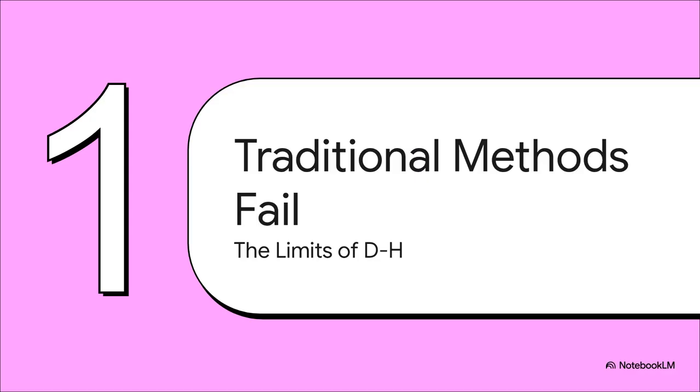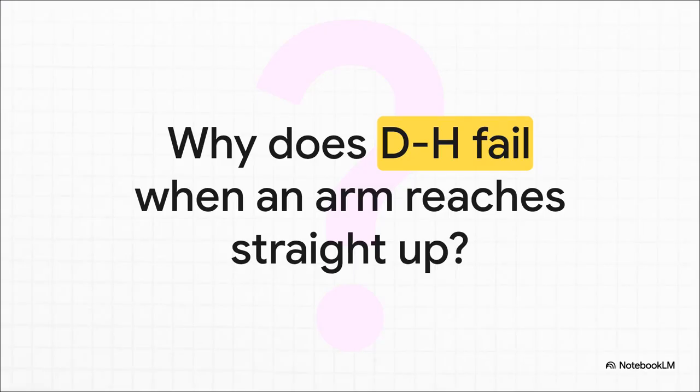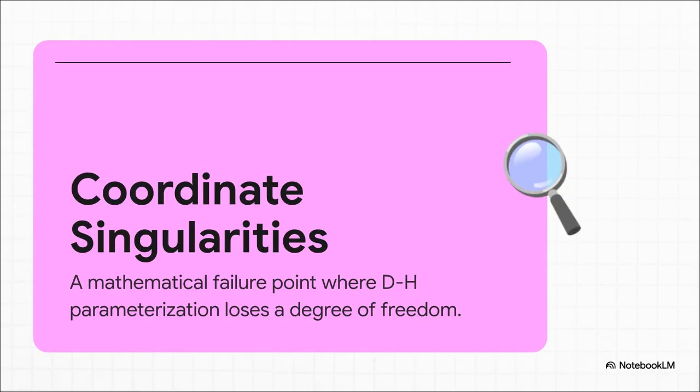Section 1. When traditional methods fail. To really establish the stakes of this engineering problem, let's look at a classic scenario that absolutely haunts engineers. Why does the traditional Denavit-Hartenberg, or DH method, completely fail when an arm reaches straight up? It's a notoriously frustrating issue. The physical arm is perfectly fine, the motors are humming along perfectly, yet the mathematical model telling the robot what to do completely flatlines. Let's take a breather and put an exact name to this robotic freakout.